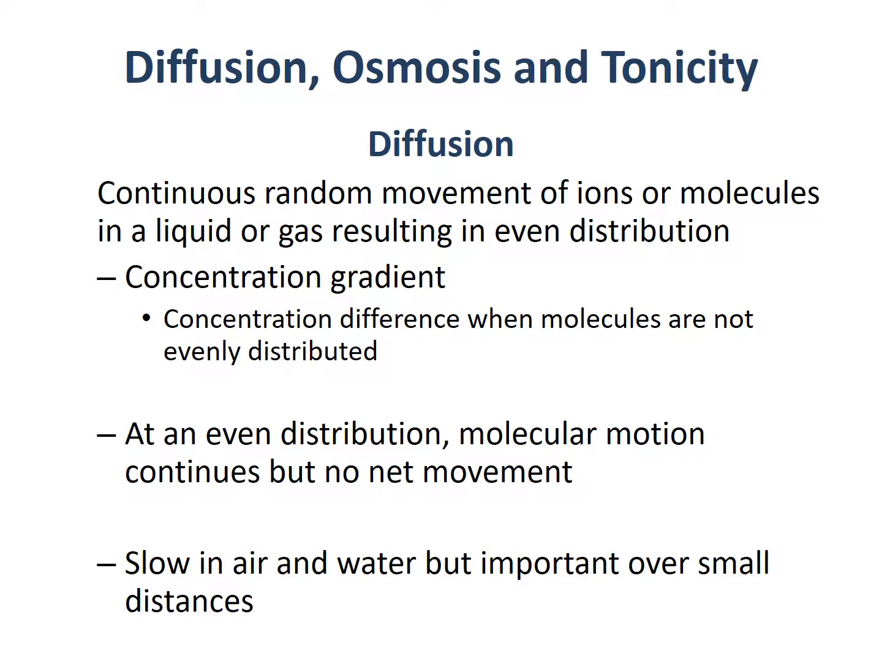To have diffusion occur, we first need a concentration gradient. A concentration gradient is where there is a difference in where some molecules are and some molecules are not. There's a difference in distribution. At even distribution, there's still molecular motion in a general compound, but no net movement from one area to the other. The movement from one area to the other is going to be diffusion. And it is slow in air and water, but this is very important over small distances.